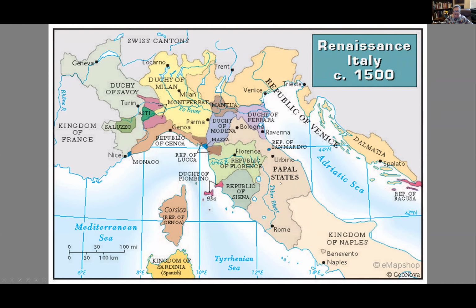I'm emphasizing the Papal State because the art of that period rests on it. The reason is the Papal State had all these beautiful little towns.